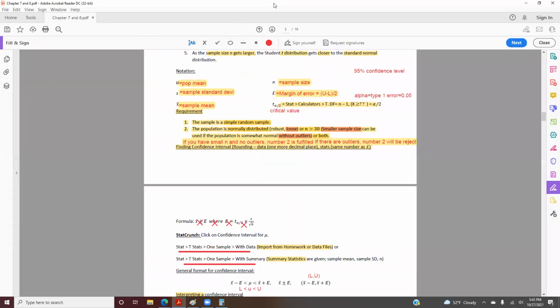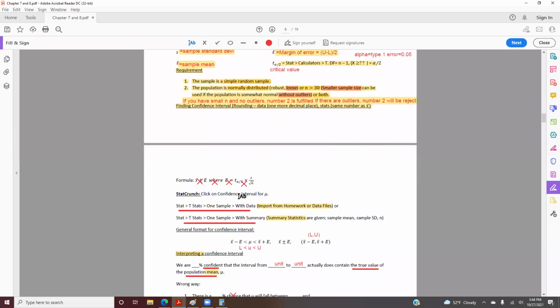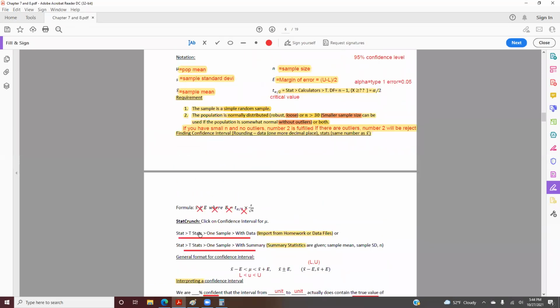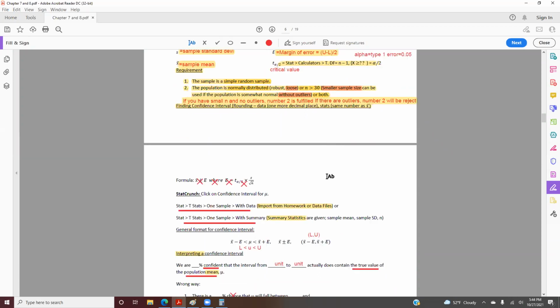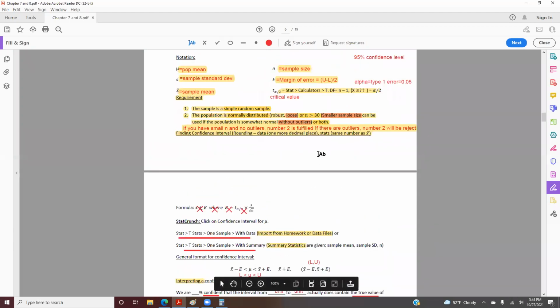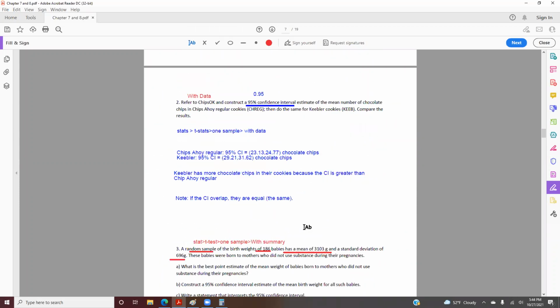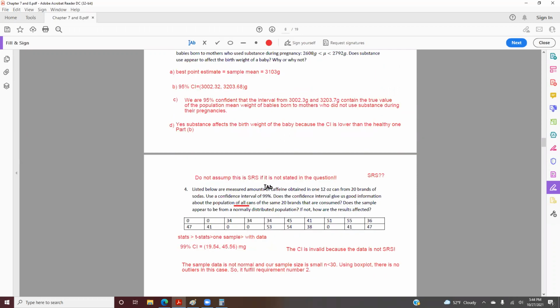What I want to point out to you guys is if you just go straight down and do the t-stat, one sample, and all these things, and I got my confidence interval, it's not always true. This is something I want to point out to you, because you have to go through this requirement check. The first requirement check failed in this case because the question did not mention anything about a random sample. That's why this is invalid. The main part is invalid.